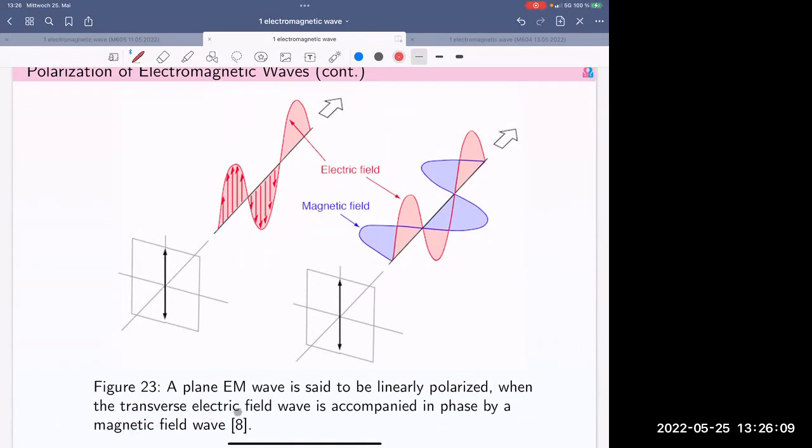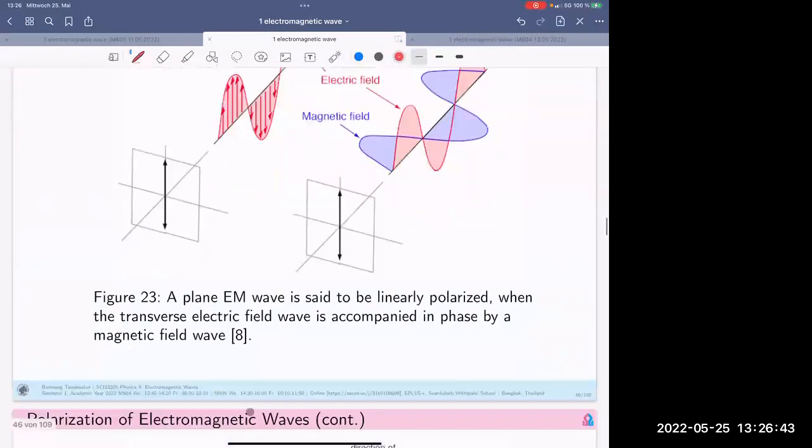When the transverse electric field wave is accompanied in phase by a magnetic field wave, because we have the magnetic field that has the peak at the same time as the electric field, it's called in phase. When the electric field is lowest, the magnetic field is also lowest. When the electric field is highest, you also get the highest amount of magnetic field. It's called in phase.